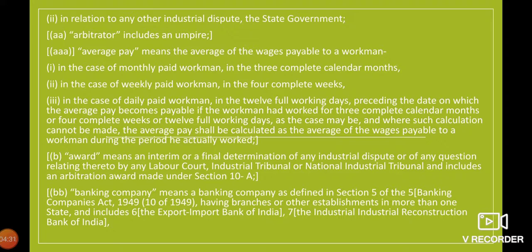Okay, let's move further. Section 2, clause Aa, arbitrator includes an employer. Section 2, clause Aa, average pay. It means the average of the wages payable to a workman. So it is the average of the wages payable to a workman. How it is calculated, let's see.